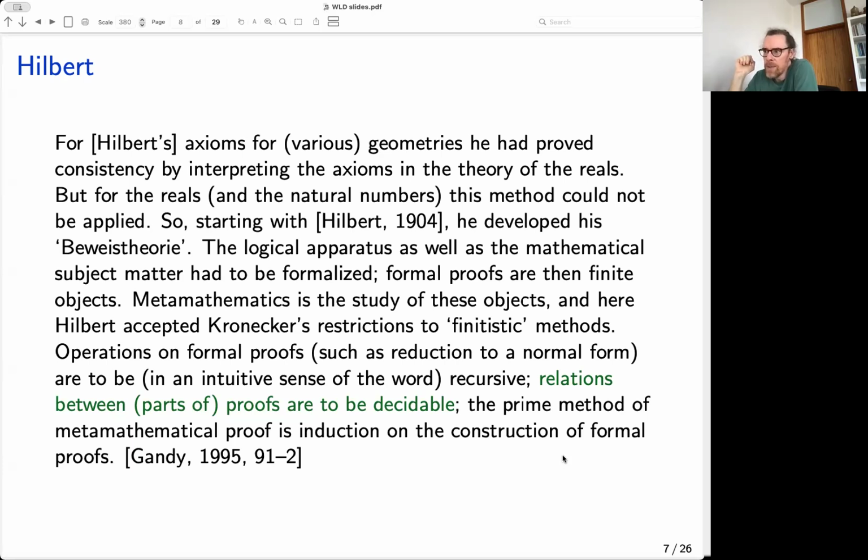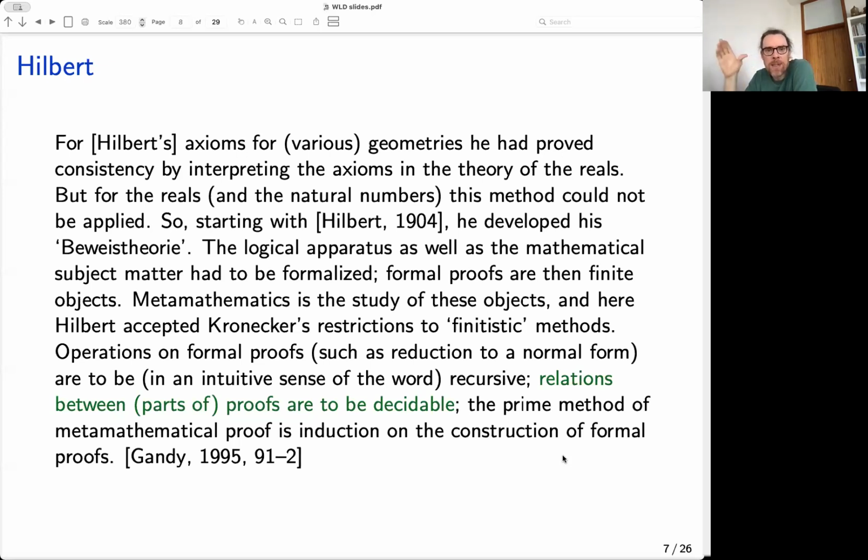Operations on formal proofs, such as reduction to a normal form, are to be, in an intuitive sense of the word, recursive. Relations between parts of proofs are to be decidable. The prime method of metamathematical proof is induction on the construction of formal proofs.